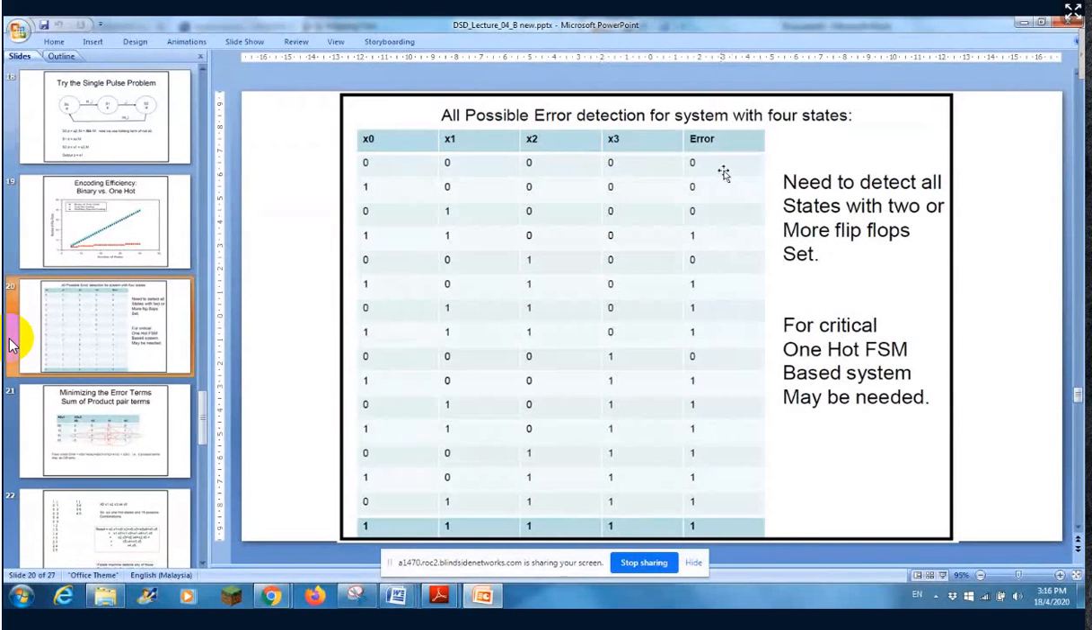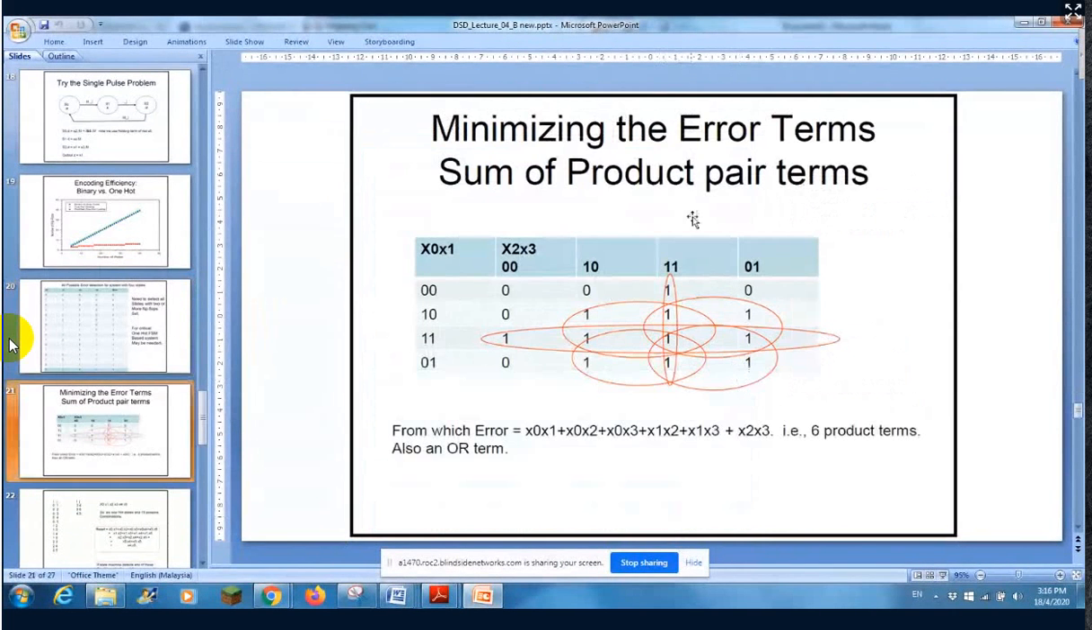So you actually put this into your truth table. Your truth table is something like this, and then you simplify it. You'll get S0, S1, S0, S2, S0, S3, S1, S2, S1, S3, and S2, S3.